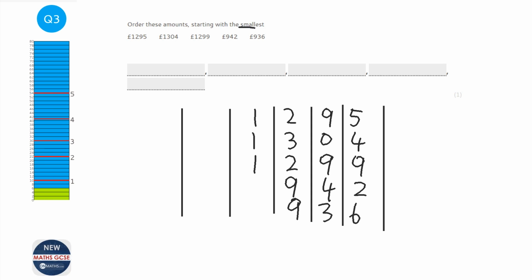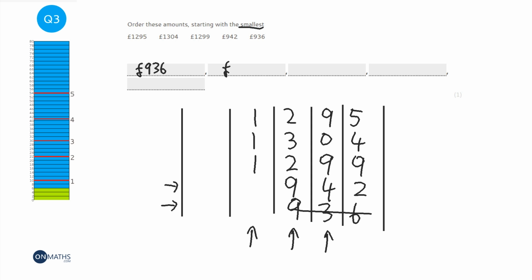And to get the smallest, because we're starting with the smallest, we look at this column. Well, these two here are the ones that have a 0 there effectively, so we're looking at these two. And then I look at this column, well they're both 9s, then I look at this column, so it's 936. So it's 936 pounds, and then it's 942 pounds.